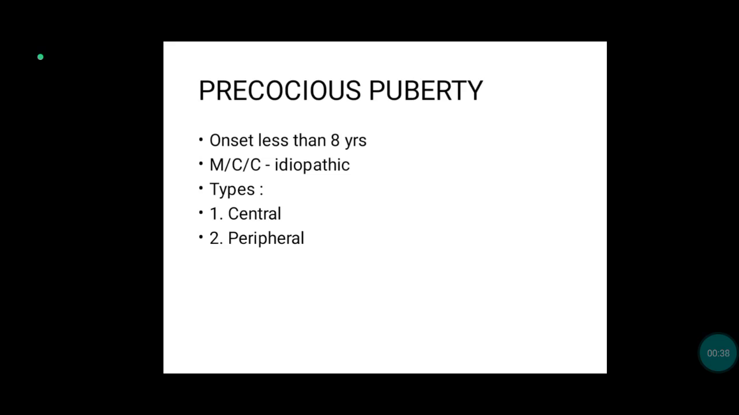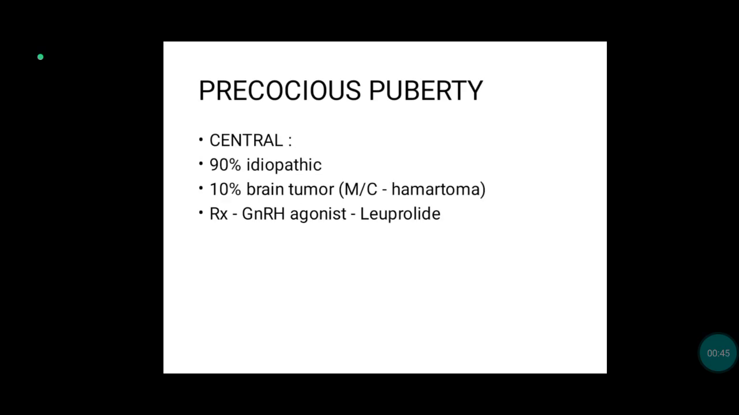In peripheral precocious puberty, there is no activation of HPO axis, but the sex hormones will be present. Regarding central precocious puberty, 90% of cases are idiopathic, but in 10% of females it can be due to a brain tumor, and the most common brain tumor causing central precocious puberty is hamartoma. The other brain tumors causing central precocious puberty are glioma, meningioma and ependymoma.